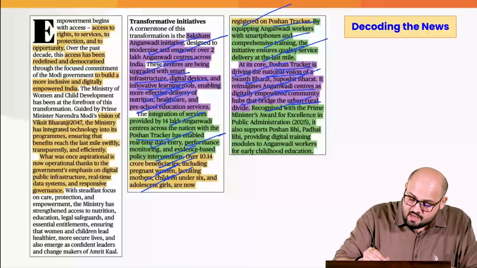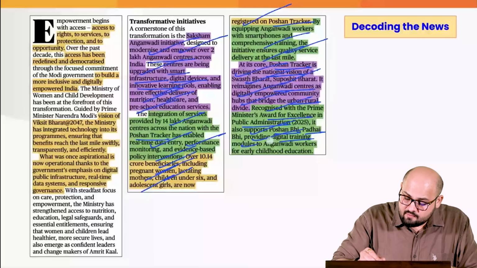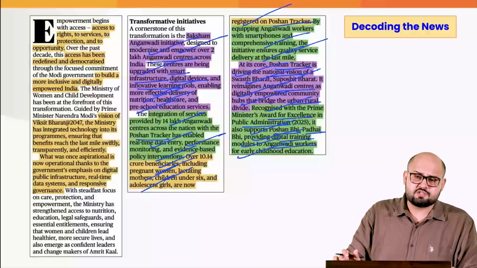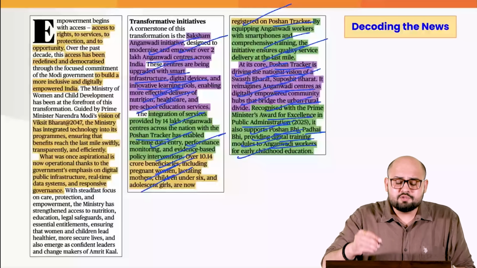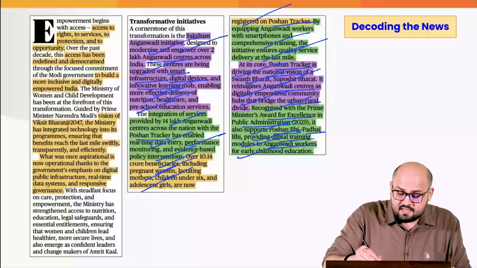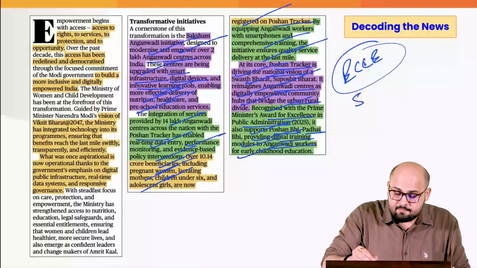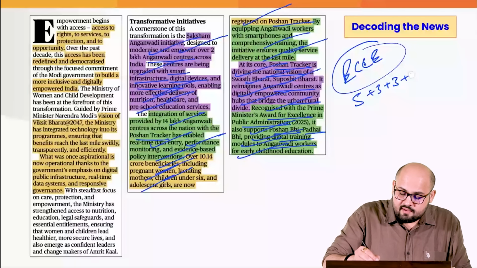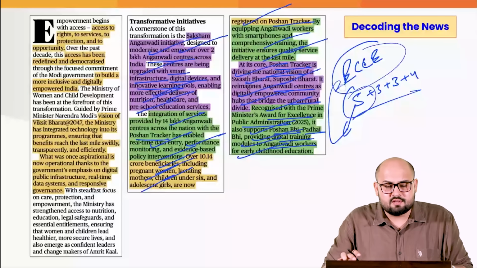Recognized with the Prime Minister's Award for Excellence in Public Administration, it also supports Poshan Bhi, Padhai Bhi, providing digital training modules to Anganwadi workers for early childhood education. You must understand that through the national education policy, we are also focusing upon early childhood care and education, right? So we have adopted a 5+3+3+4 system, where this part deals with early childhood care and education.